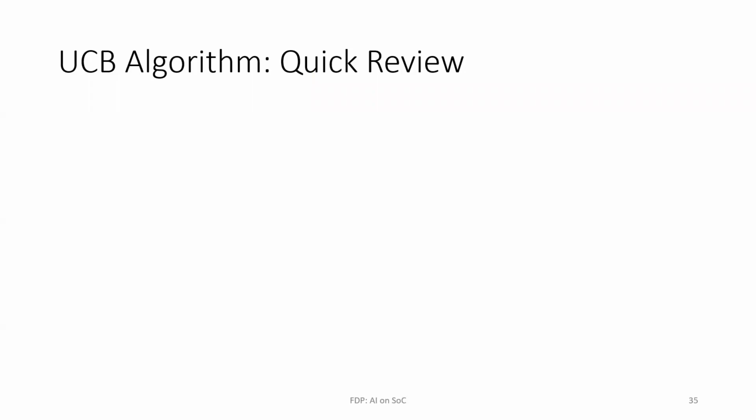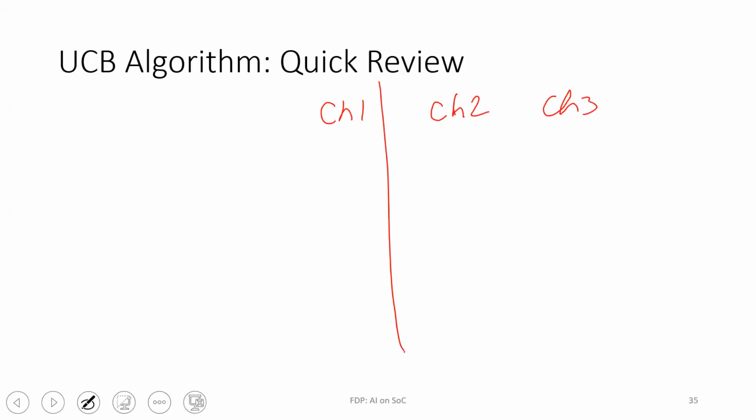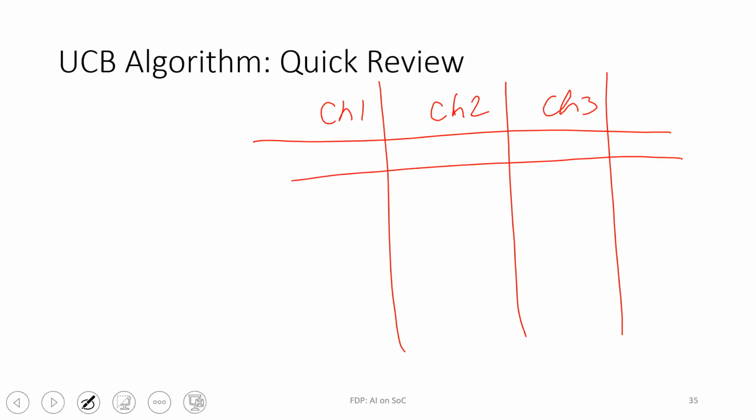So, as we discussed yesterday, we have this UCB algorithm. These UCB algorithms are multi-armed bandit algorithms which are used for decision making. Suppose you have multiple arms and you need to choose which arm to use. Suppose we are applying this algorithm to wireless communication and you have 3 wireless channels: channel 1, channel 2 and channel 3. You are the transmitter and you need to select which channel to choose. Each channel will give you a different throughput.